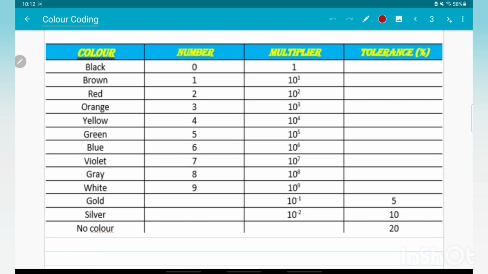This table will tell us about the different values. Now we have to remember the order of this table. I'll tell you a mnemonic also for this. If you see here, black comes first.